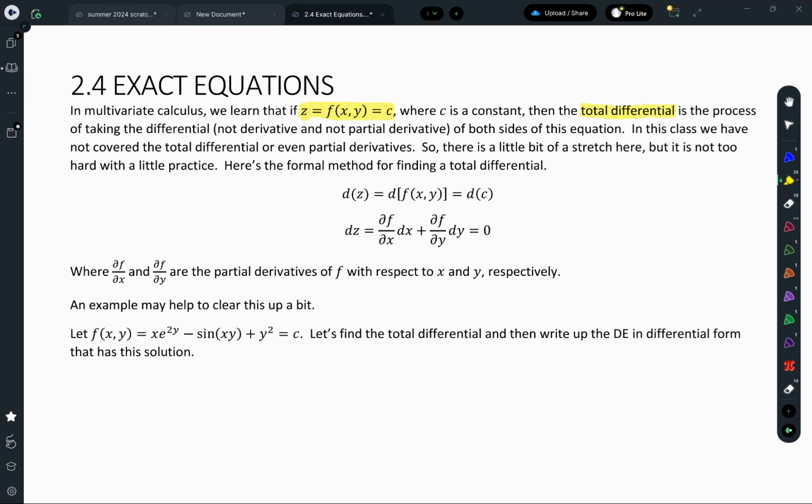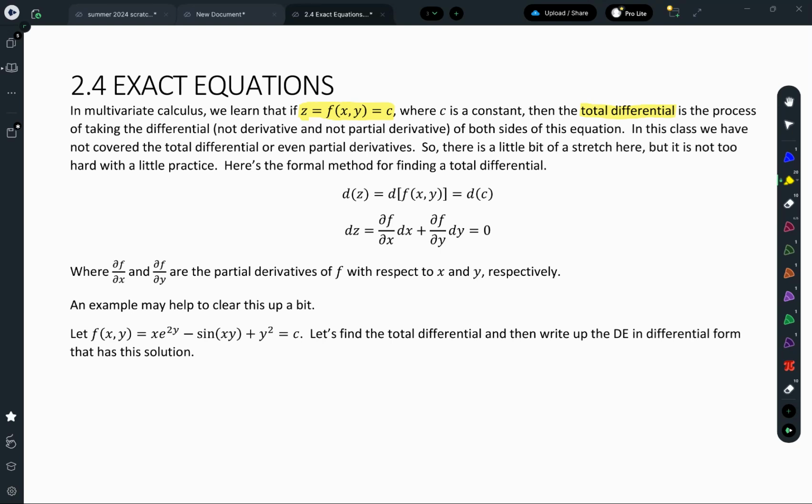So the total differential is the process of taking the differential, not derivative and not partial derivative, of both sides of this equation. And even though we haven't covered total differential or partial derivatives, I think we can still do this. So here's what I've got. If the total differential is little d, right? When we've taken derivatives, we say d/dx. And so differential is just the d. And that d is hitting every variable and saying, what's your derivative? What's your derivative? What's your derivative?